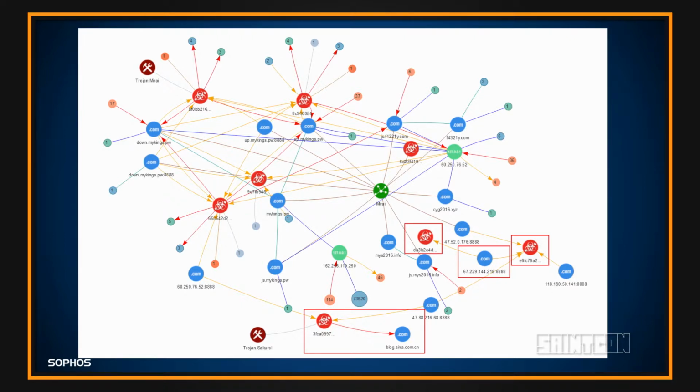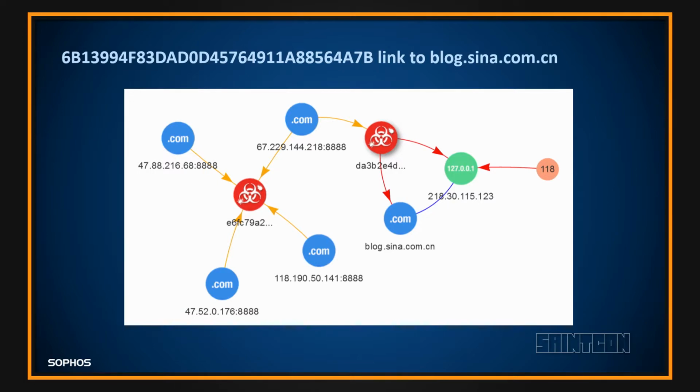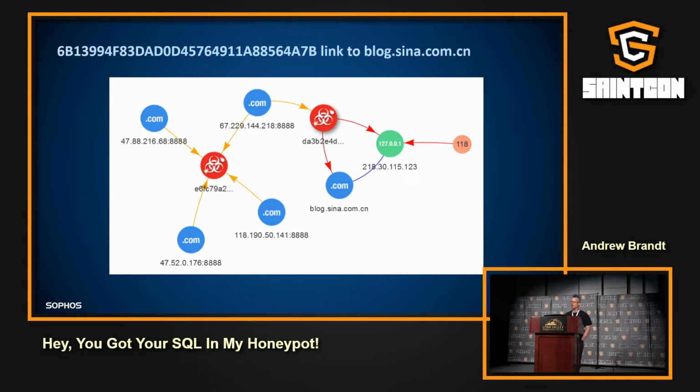I wanted to take one quick look at the rectangular box at the bottom, which, if you take a closer look, you can see that this one hash has a link to a website called blog.sina.com.cn. For those who don't know, Sina is one of China's biggest web properties, and they do have a free blogging service, as well as a million other things. They're kind of like the Yahoo of China.